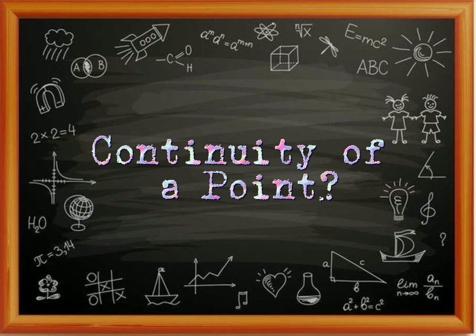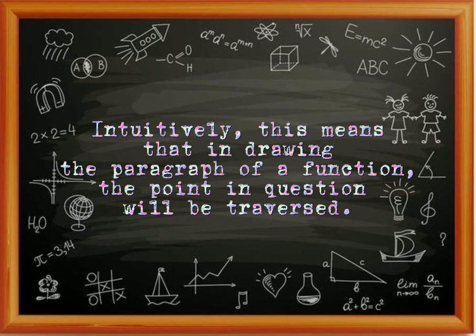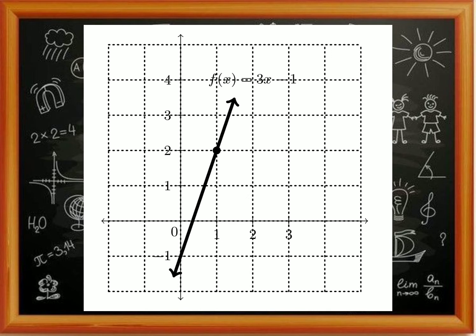What does continuity at a point mean? Intuitively, this means that in drawing the graph of a function, the point in question will be traversed. Let's start by graphically illustrating what it means to be continuous at a point. Consider the graph that is being shown.